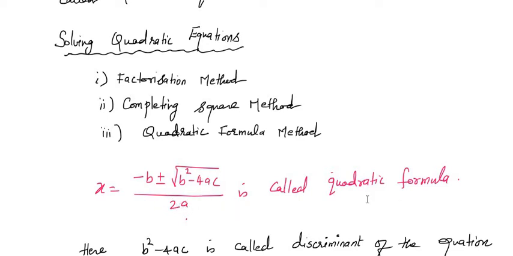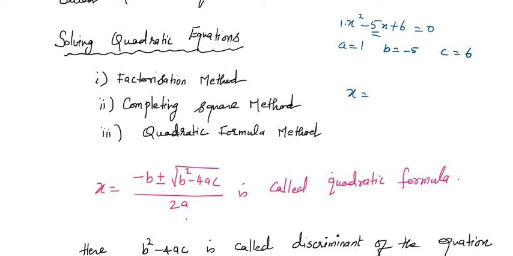This formula is called what? The quadratic formula. Understood? If I do the same question by this method: x square minus 5x plus 6 is equal to 0. What is a here? Coefficient of x square, that is 1. What is b here? Coefficient of x, that is minus 5. And what is c here? 6.